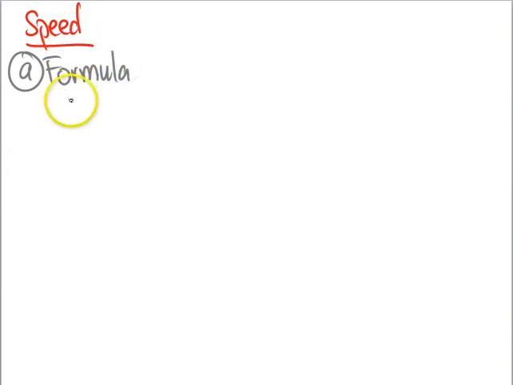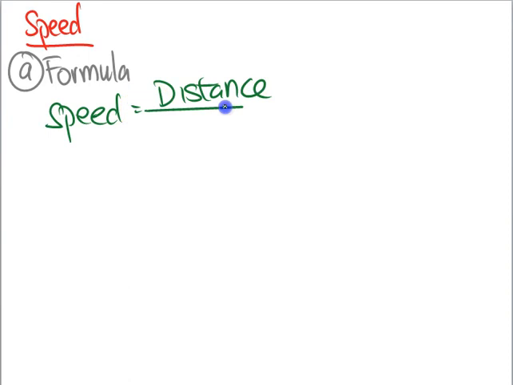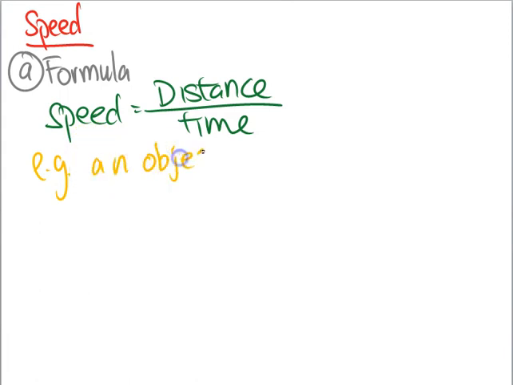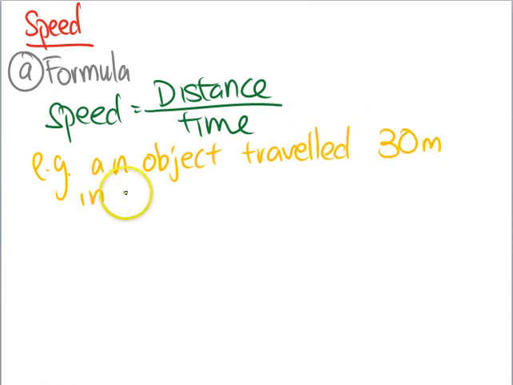To calculate speed, the first way is by using the formula. So what's the formula? Speed equals distance divided by time. So an example of a question: an object traveled 30 meters in 2 seconds. Calculate the average speed.